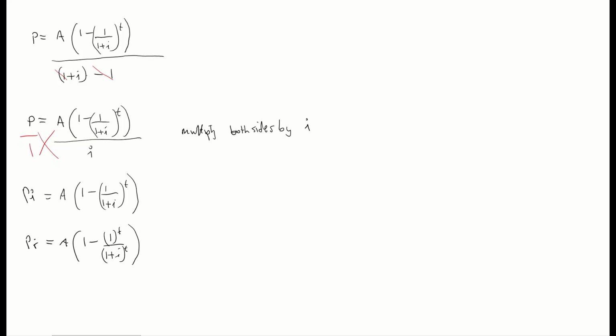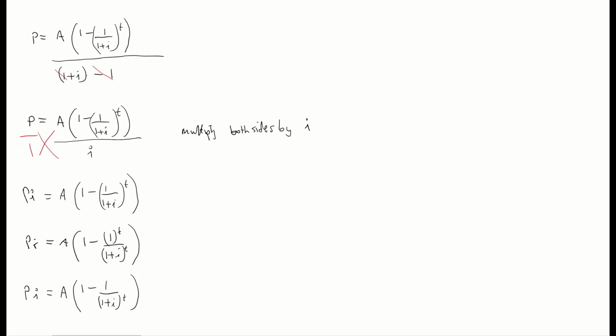And 1 to the power of anything is just 1. So 1 to the power of 5 is 1, 1 to the power of 105 is 1, 1 to the power of t is just 1. So pi is equal to a times 1 minus 1 over 1 plus i to the power of t. So we've dealt with our power there.